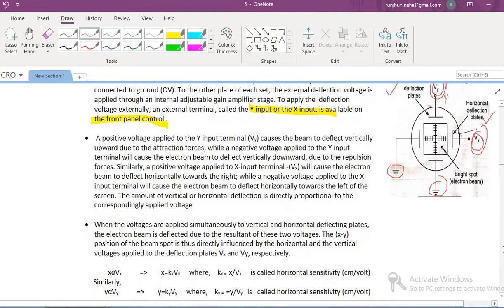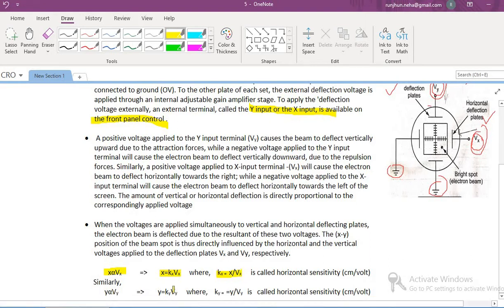The same can be mathematically represented in the form of an equation here. If you can see here, the first equation, the horizontal deflection is directly proportional to the horizontal deflection voltage Vx, which can be written as x equals kx into Vx, where kx is called the horizontal sensitivity and is the constant of proportionality denoted in centimeter per volts.